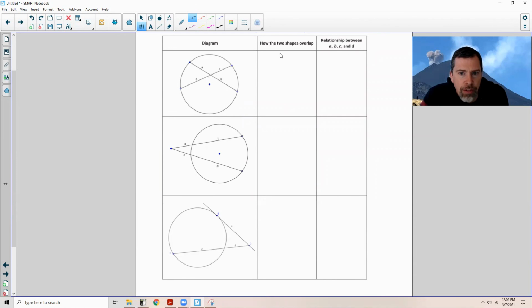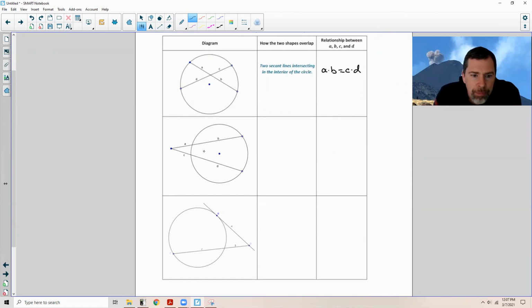So how do these two shapes overlap? Okay, so here's what we say. It is two secants intersecting in the interior of the circle. Okay, and the relationship between them is A times B equals C times D. So this piece times the other piece of the same chord equals one piece of the other chord times the other piece of the other chord. So A times B equals C times D.